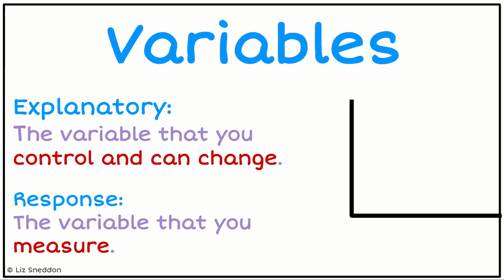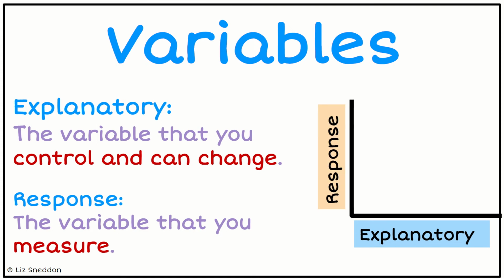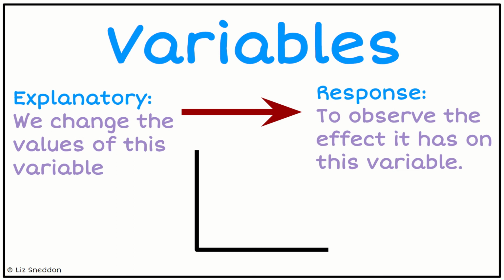So the explanatory variable, that's the one that we can control and change, and our response variable is the one that we measure. So another way to think of that is that we can change the values of our explanatory variable, and then we observe the effect it has on a response variable.